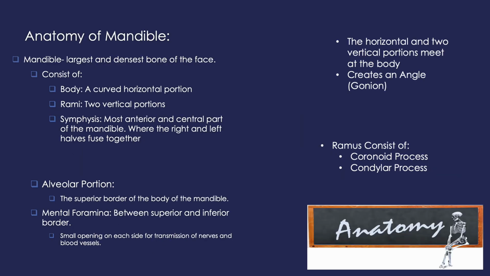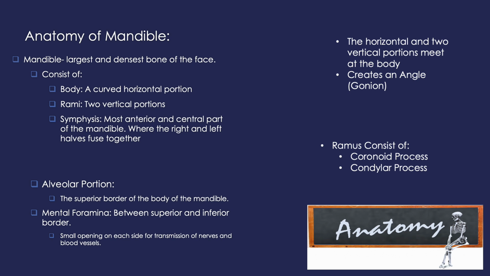Here's an overview of the anatomy of the mandible. The mandible is the largest and densest bone of the face. It consists of a body, rami, and symphysis. The body is a horizontal portion, the rami is vertical with two portions, and the symphysis is the anterior and central part of the mandible.